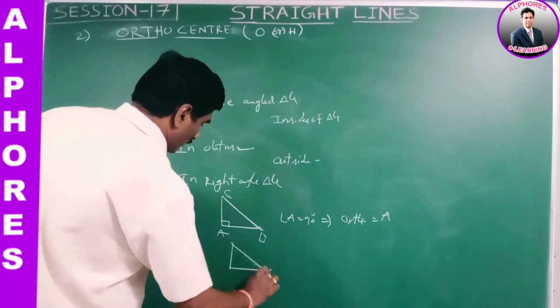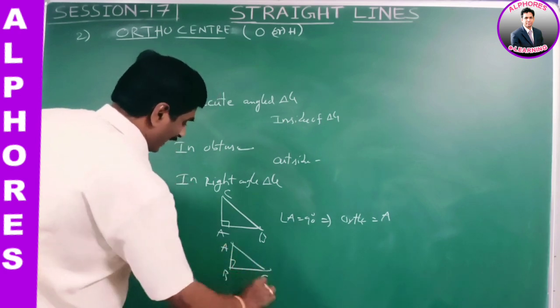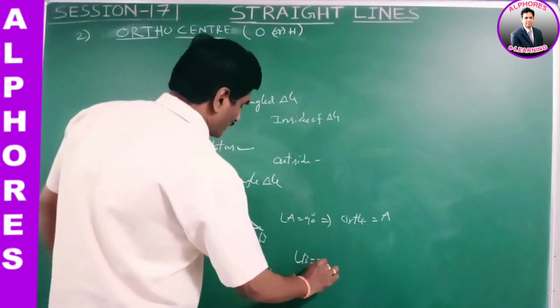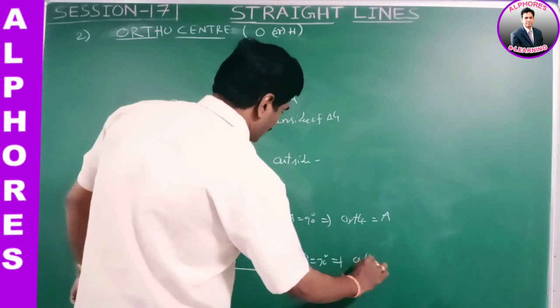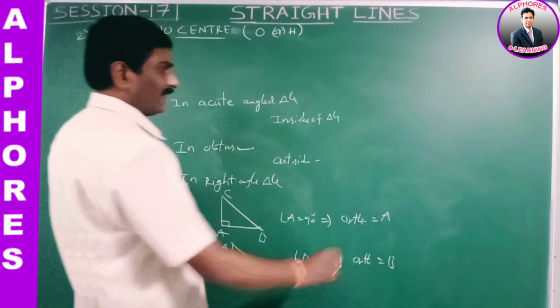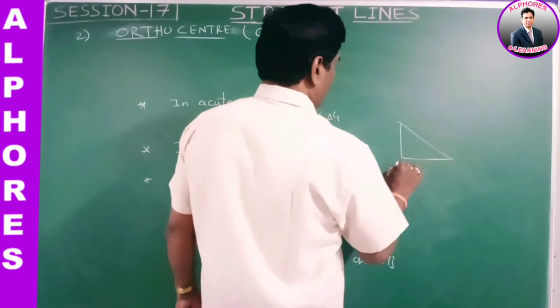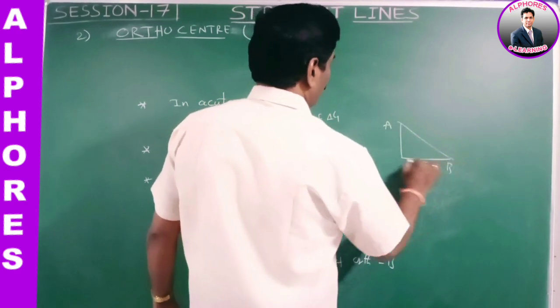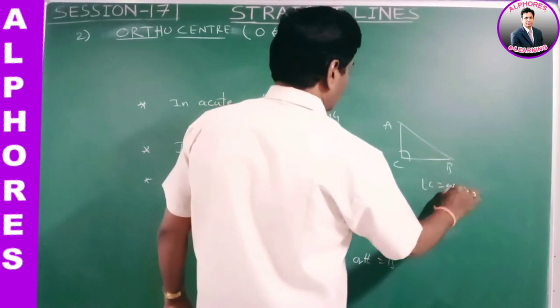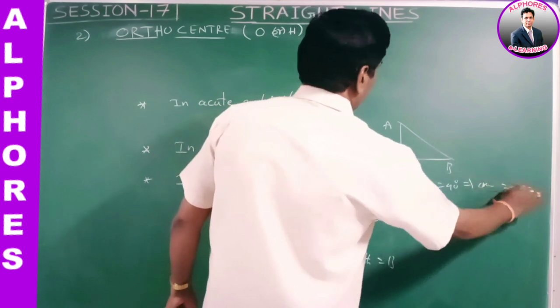Suppose angle B is equal to 90 degrees in triangle ABC. What is the orthocenter? The orthocenter is equal to vertex B. Similarly, for triangle ABC with angle C equal to 90 degrees, the orthocenter is equal to vertex C.